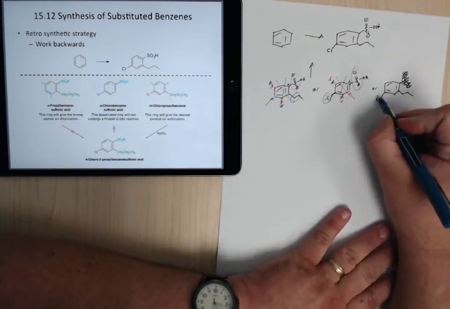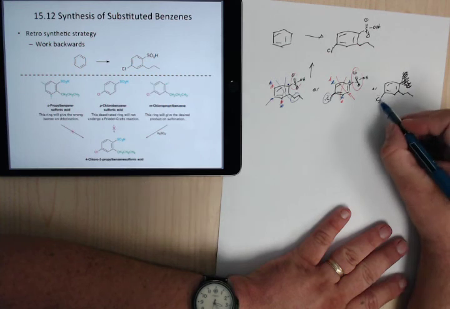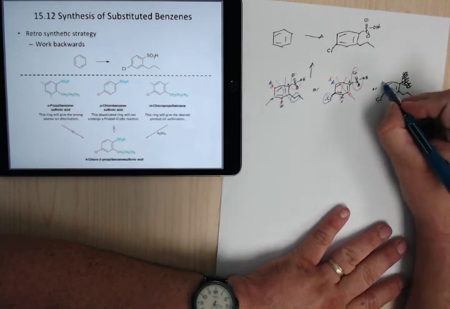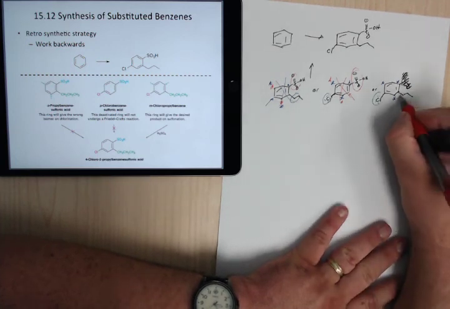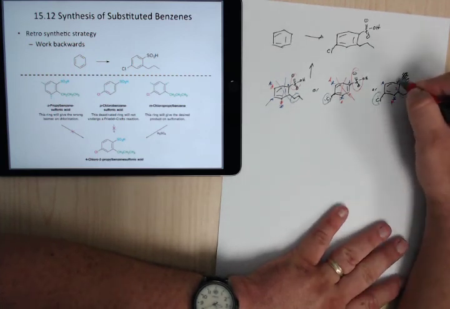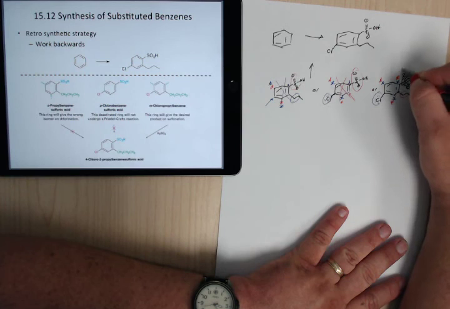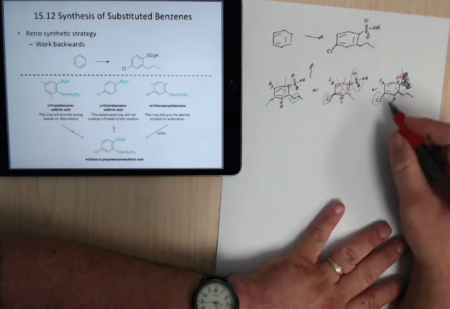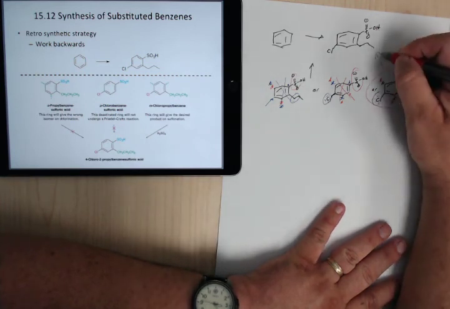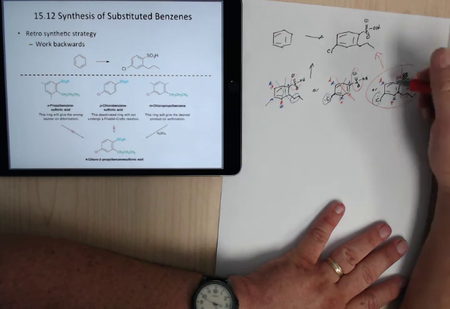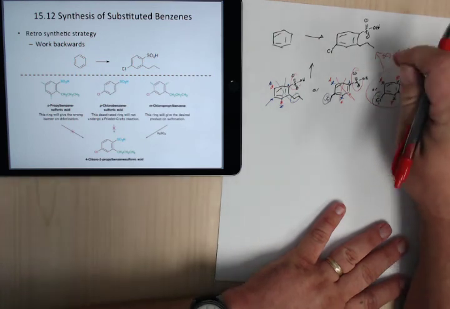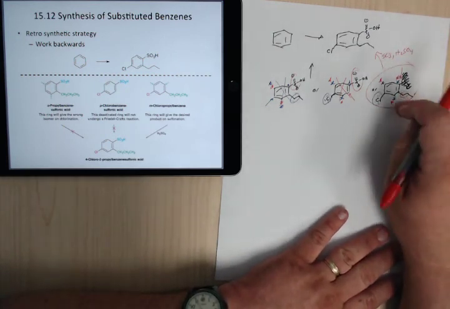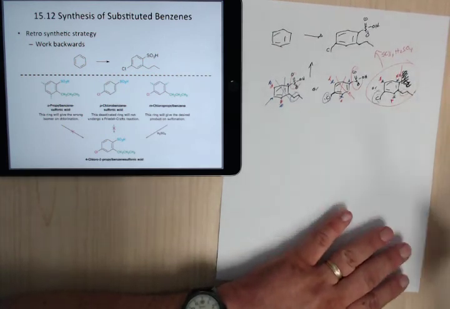But for this one here, as far as directing group, this is ortho-para. This one is also ortho-para. We need to add it here, so we're going to have to go through this intermediate. So we know that the last step is going to be putting this on, which is SO3, H2SO4. We know that has to be the last step. So now the question becomes, how do we generate that?